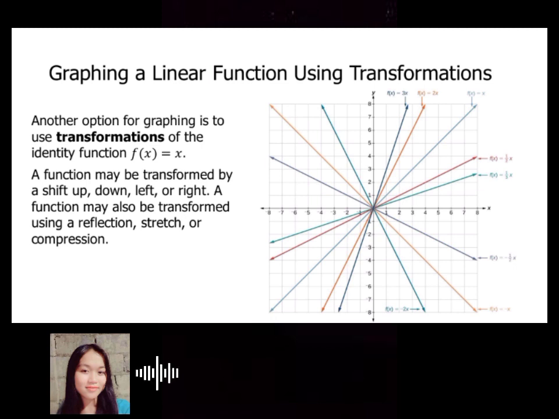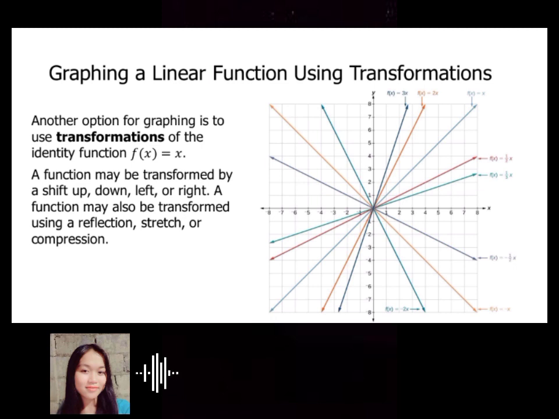In the equation f of x equals mx plus b, b is the y-intercept of the graph and indicates the point (0, b) at which the graph crosses the y-axis. M, however, is the slope of the line and indicates the vertical displacement, or the rise, and horizontal displacement, or run, between each successive pair of points.